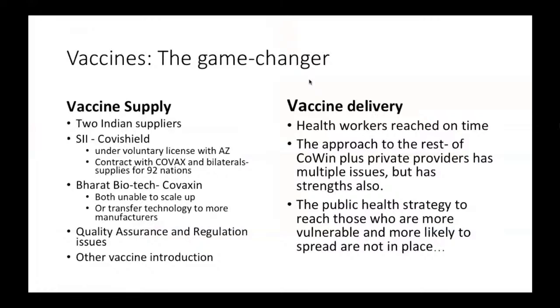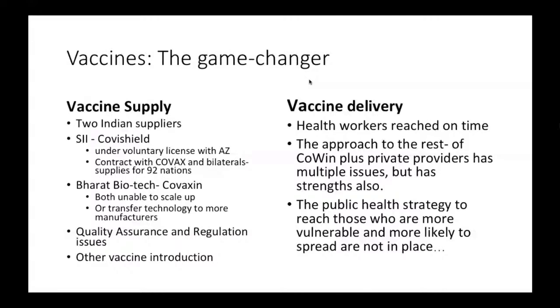One is the Serum Institute of India, which manufactures Covishield, but it is under a voluntary license from AstraZeneca, which means they have already committed to supply 92 countries through a system called COVAX, and they also have bilateral agreements. They can't export to whomsoever they choose. So these agreements are not transparent to us.